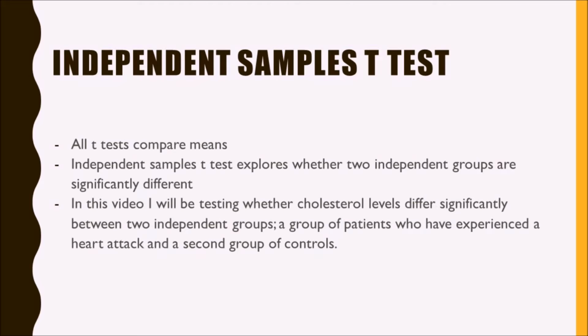A group of patients who've experienced a heart attack, and a second group of controls. In this scenario, the independent variable will be called group in SPSS, and the dependent variable is called cholesterol level. That's enough theory and disclaimers though, let's jump straight into SPSS.